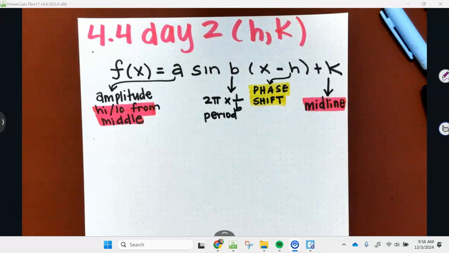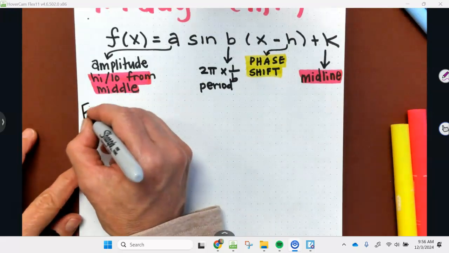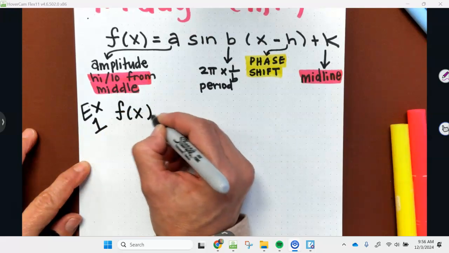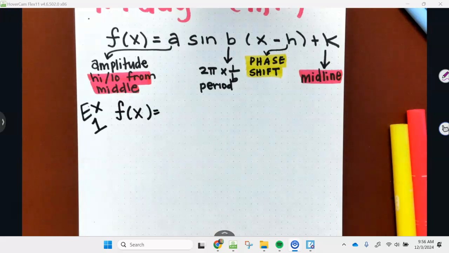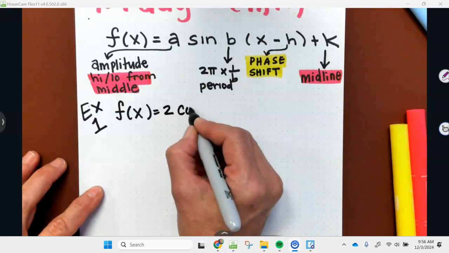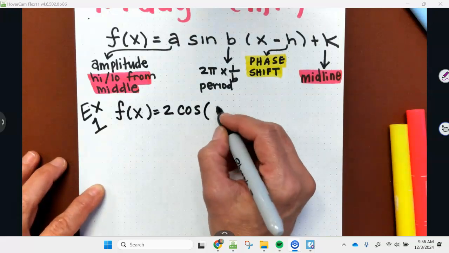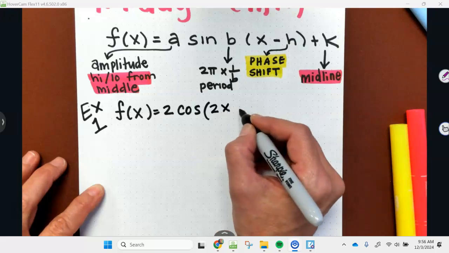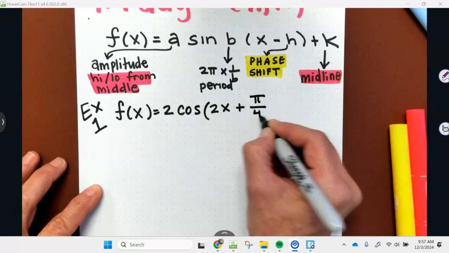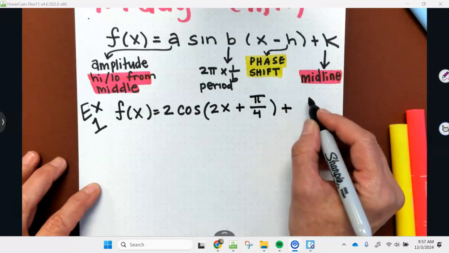All right, let's go ahead and graph some stuff now. So if you could please write example 1. It is going to be f of x equals, we're going to do a cosine one first. 2 cosine, and then in parentheses is going to be 2x plus pi over 4. Outside of the parentheses is plus 3.